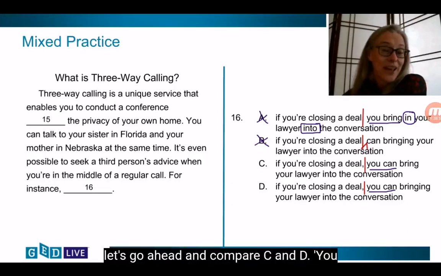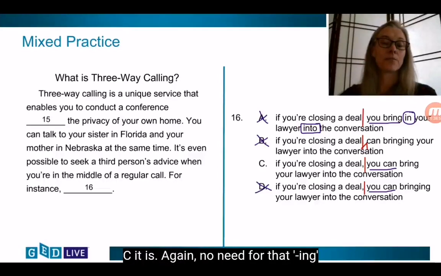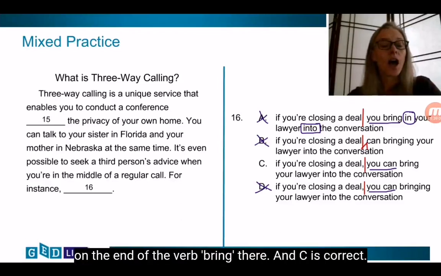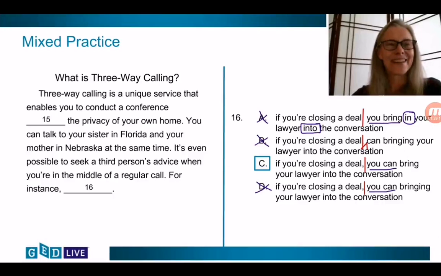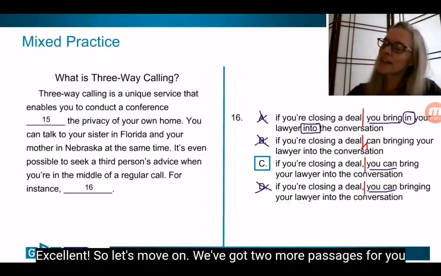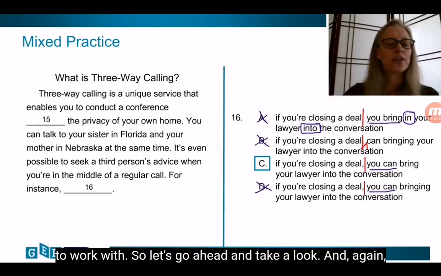Then let's go ahead and compare C and D. You can bring versus you can bringing. Well, C it is, right? Again, no need for that ing on the end of the verb bring there. And C is correct. You can bring your lawyer into the conversation. Perfect. That's our independent clause. Excellent. So let's move on. We've got two more passages for you to work with. So let's go ahead and take a look.